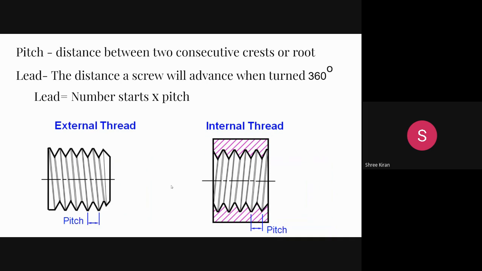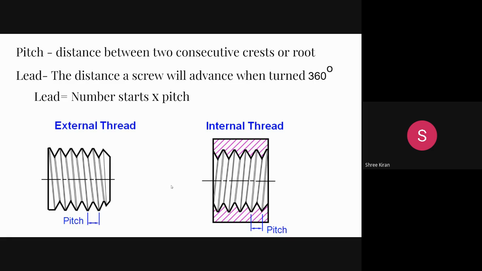Then we have pitch. Pitch is the distance between two consecutive crests or roots. It is always the distance between two consecutive crests or roots.